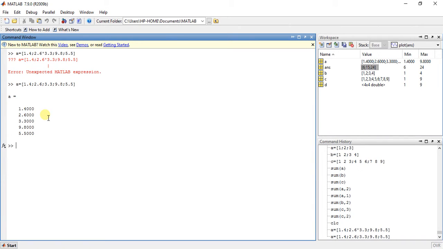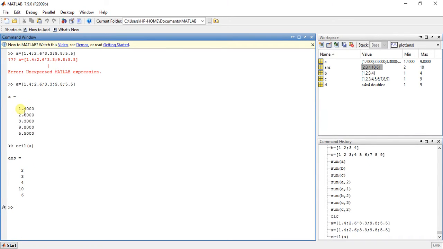So the first function for rounding is ceil. Now what this function is actually doing is it will round towards positive infinity. Now what does that mean? Let me press enter, so then I will show you. So rounding towards positive infinity.